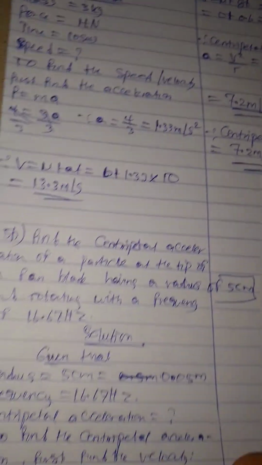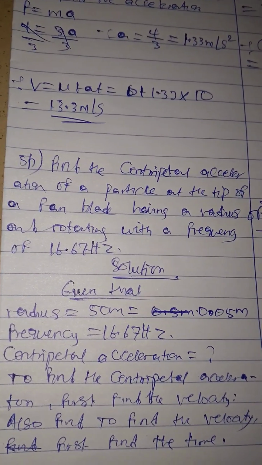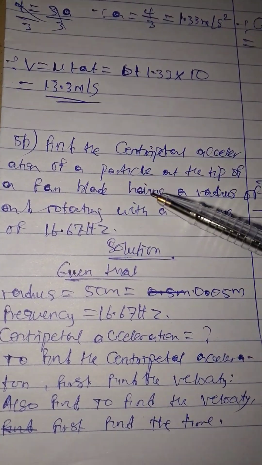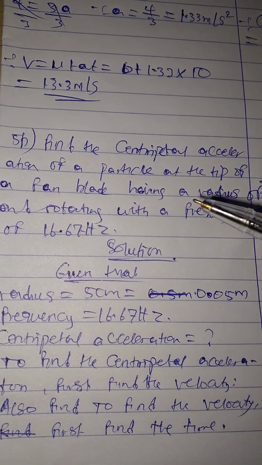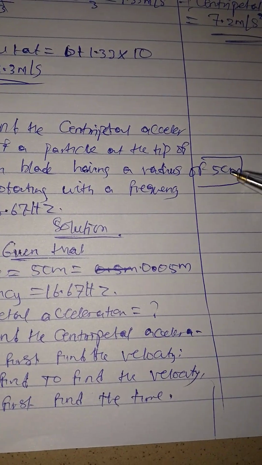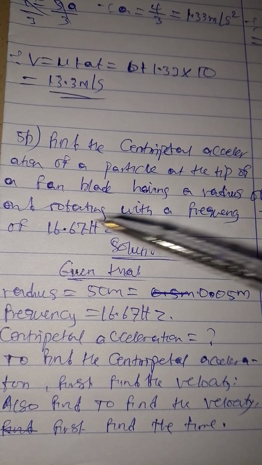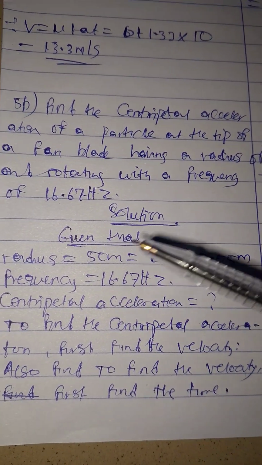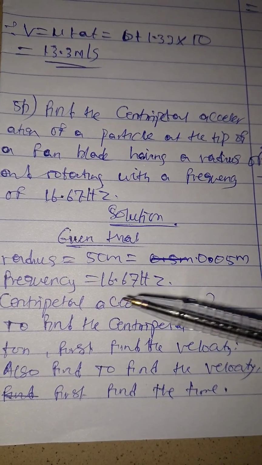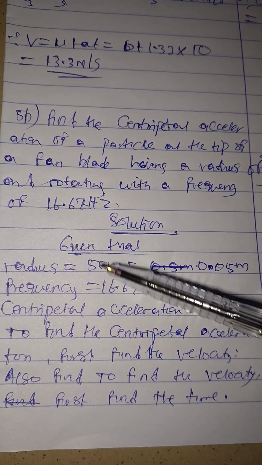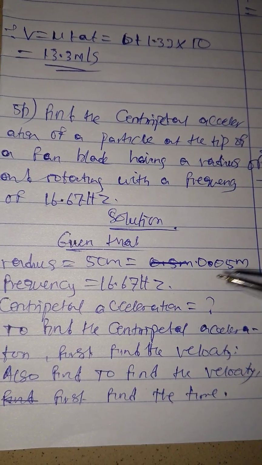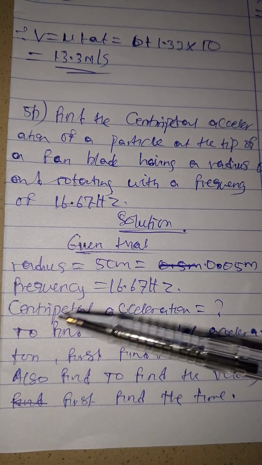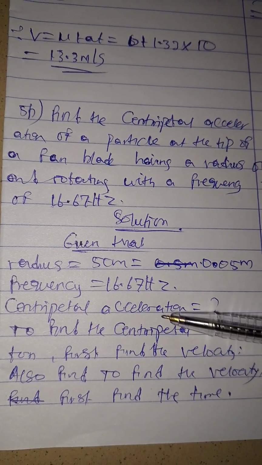Okay, so our question number 5b says: find the centripetal acceleration of a particle at the tip of a fan blade having a radius of 5 centimeter and rotating with a frequency of 16.67 Hz. To solve, given that the radius is 5 centimeter, I have to convert it to meter. Dividing by 100 gives 0.05 meter. And the frequency is 16.67 Hz. We have to find the centripetal acceleration, which is unknown.